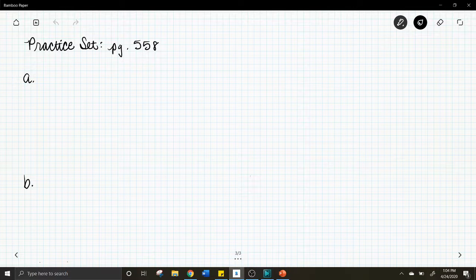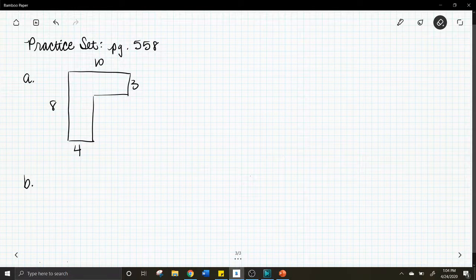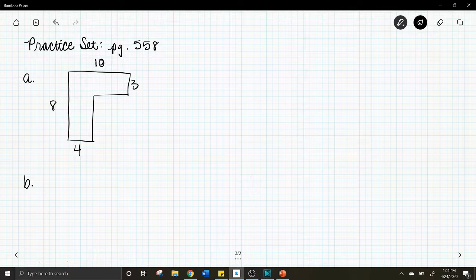Okay, so I hope you took the time to work on this practice set. We're going to look at letter A. So letter A gives us sort of like an L-shaped complex figure. Just going to draw a really rudimentary one here. And they also give us some dimensions, not all of them. The instructions for this problem said to divide this shape up into two different regions and find the area of both. So first let's talk about the two different ways we could divide this shape up.